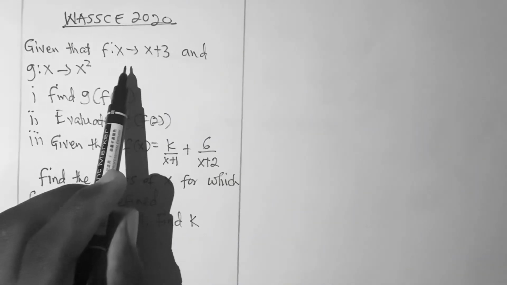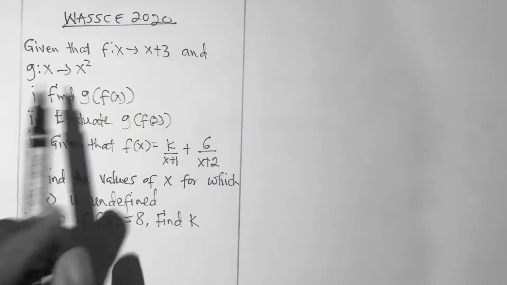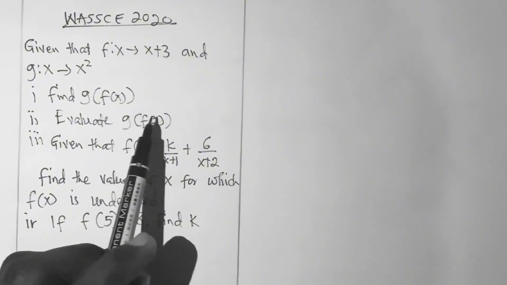Given that f is such that x maps to x plus 3 and g is such that x maps to x squared, find g of f of x.